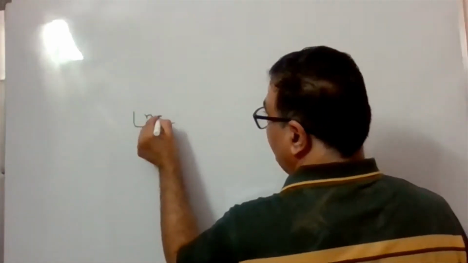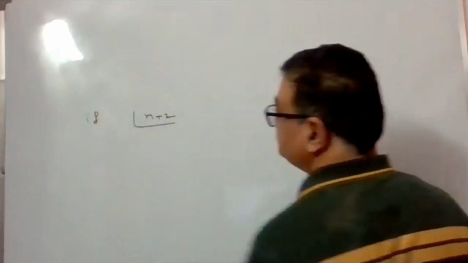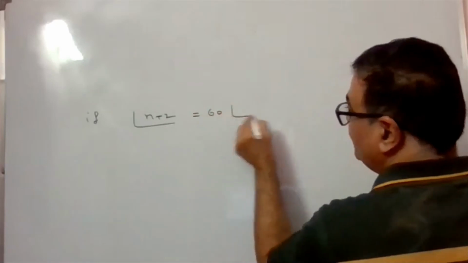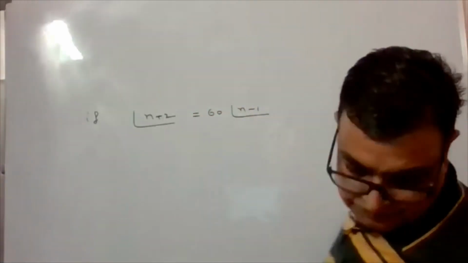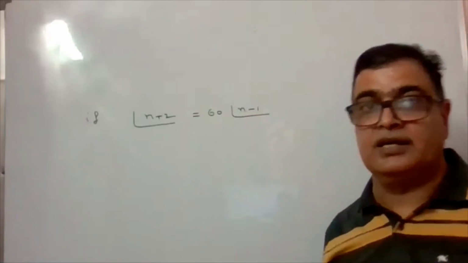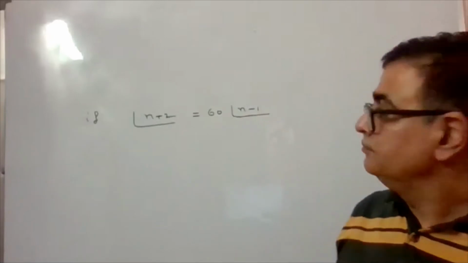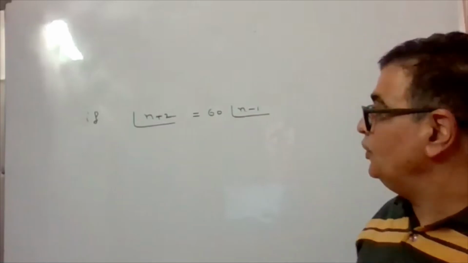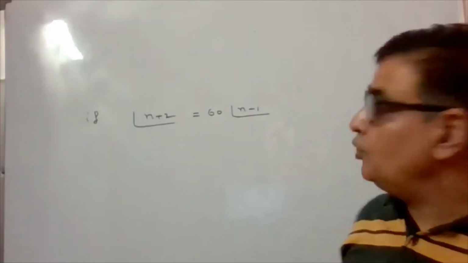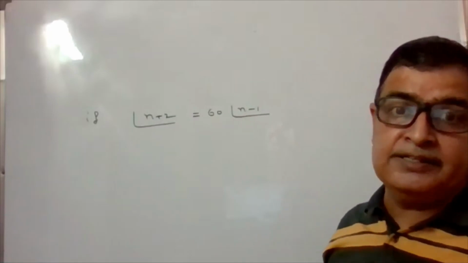Okay, sir. Next question is, if factorial n plus 2 is 60 times factorial n minus 1, what should be n here? Factorial n plus 2 is 60 times factorial n minus 1. My question is, what should be n this time?